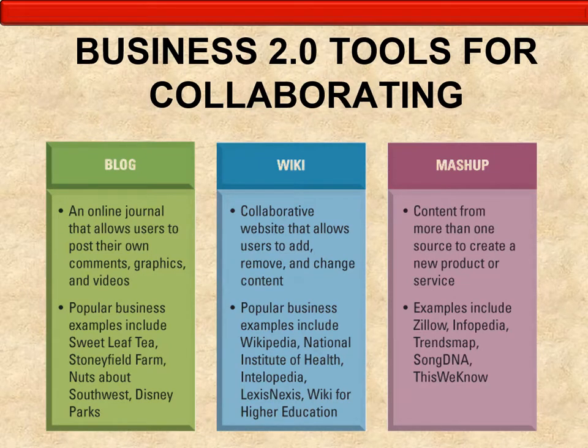Collaborating tools. One collaborating tool is a blog, which is an online journal that allows you to post your own comments, graphics, and videos. A wiki is a collaborative website that allows users to add, remove, and change content. Now, I referred to Wikipedia earlier as not a valid source for research because Bob the janitor can go home at night and be Bob the neurosurgeon, and no one would really know the difference.